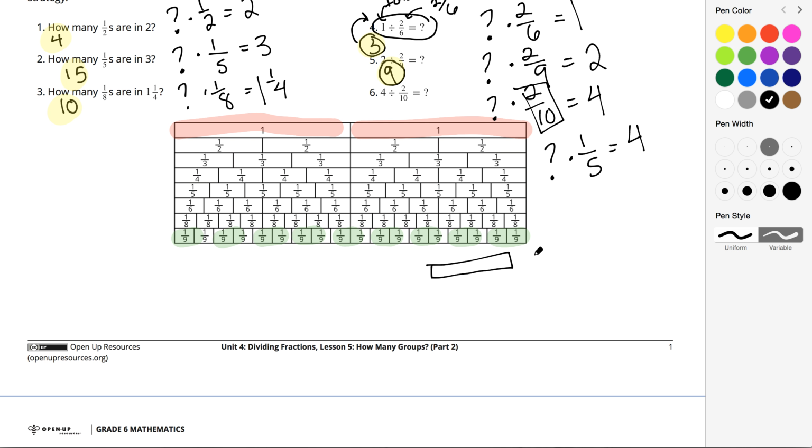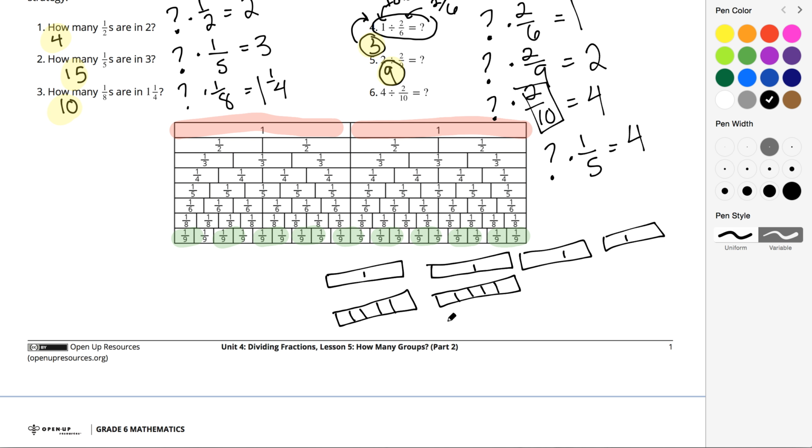I'm going to do 4 wholes. 1, 2, 3, and 4. Now I need to break this into pieces the size of a 5th. 1, 2, 3, 4, 5.